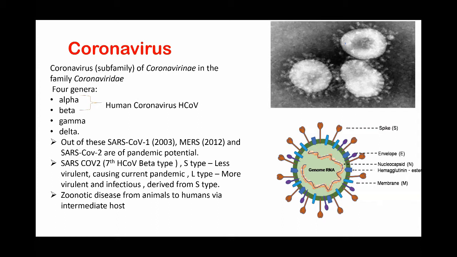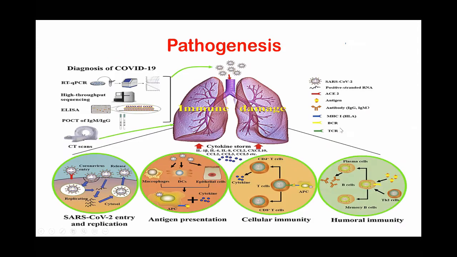As you have heard, there are 2 types of strains basically: the S type, which is the less virulent strain, which is causing the current pandemic, and the L type strain. In Gujarat and some parts of Maharashtra, we have L type strains, which are more virulent and more infectious. And we all know it's a zoonotic disease which is transmitted from animals to humans. This is basically the genome, and it has the spikes, and that is why it is called coronavirus.